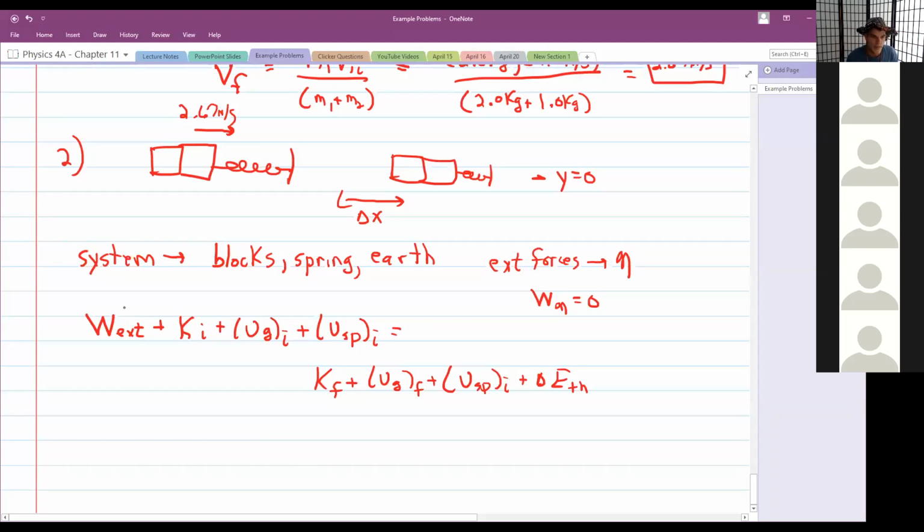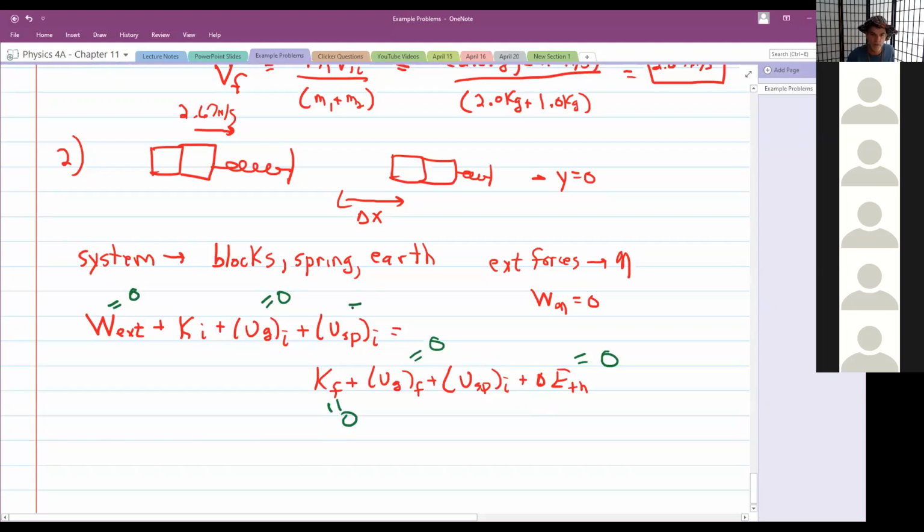So, first, the only external force is the normal force. It's not doing any work. The initial and final gravitational potential energies are 0 because I defined my elevation where they start and end to be y equals 0. There is no friction, so there's no thermal energy generated. When the spring is fully compressed, both masses are going to be at rest for a split second, so the final kinetic energy is 0.